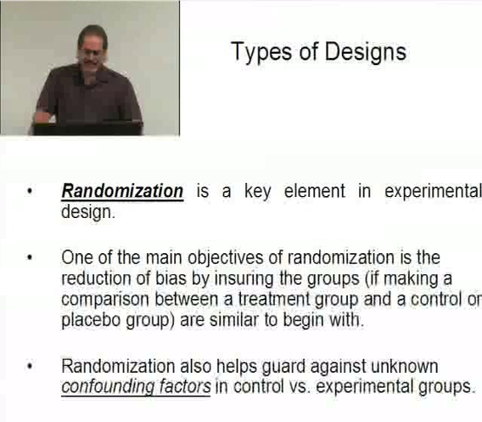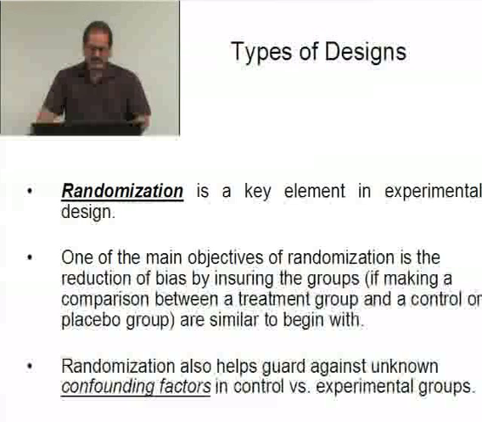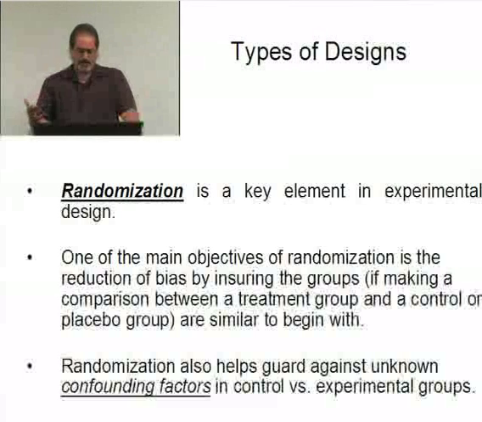Randomization is a very key element in experimental design. It's extremely important. One of the main objectives of randomization is to reduce the bias by ensuring, by making a comparison between the treatment group and the control group, our placebo group, that all these groups are similar to begin with.